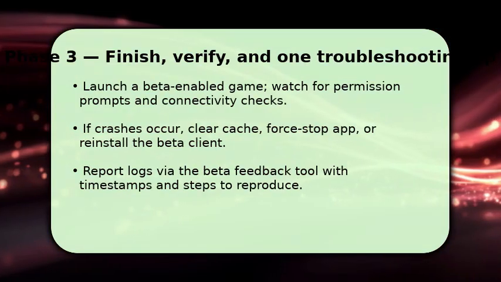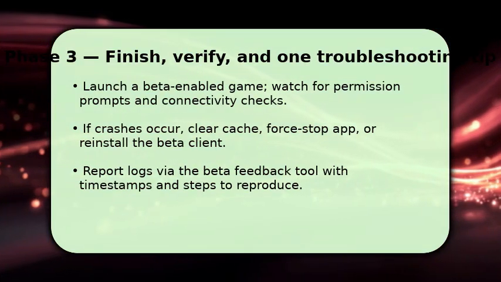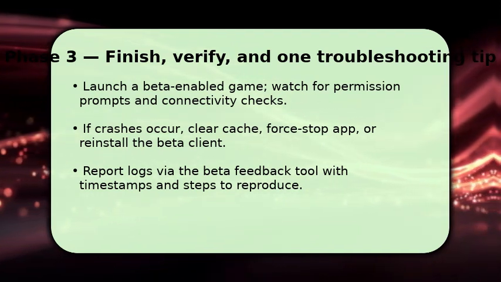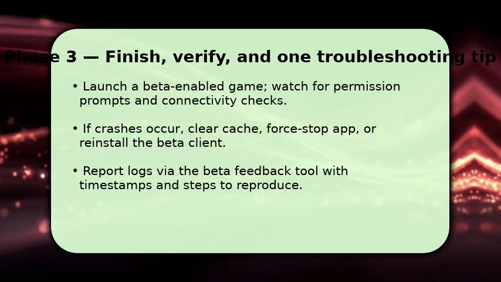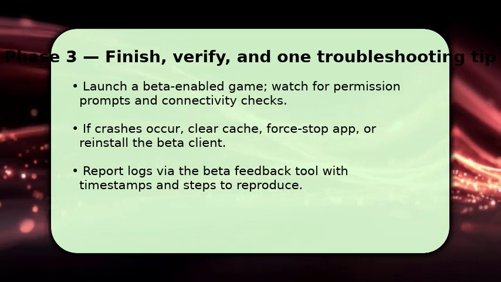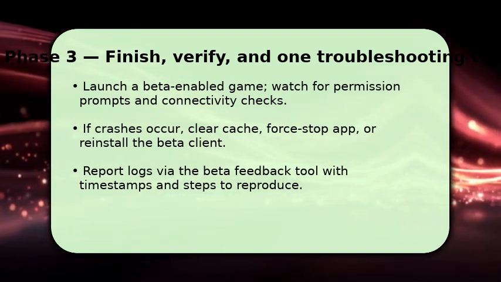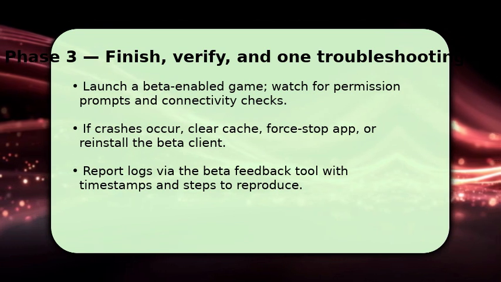Finish by launching a beta-enabled game to validate the setup. Observe permission prompts and online checks, and confirm leaderboards or cloud saves appear. If the game crashes or fails to sync, clear the Play Games cache, force stop the app, then restart. If that fails, reinstall the beta client.